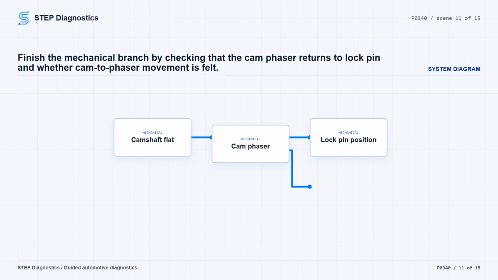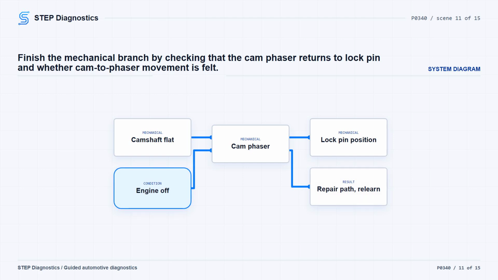If that also checks out, check the cam phaser and camshaft assembly. The cam phaser should return to the lock pin when the engine is off. Put a wrench on the camshaft flat behind the phaser and try to move the camshaft back and forth. If movement is found between the camshaft and phaser, the path calls for cam phaser replacement. If movement is not found at that point, the path calls for cam phaser and camshaft assembly replacement. In either case, perform the cam/crank relearn afterward, then move into repair verification.